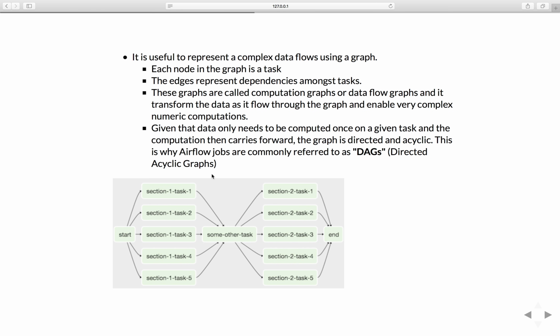These graphs are called computation graphs or data flow graphs, and they transform the data as it flows through the graph and enable very complex numeric computation.